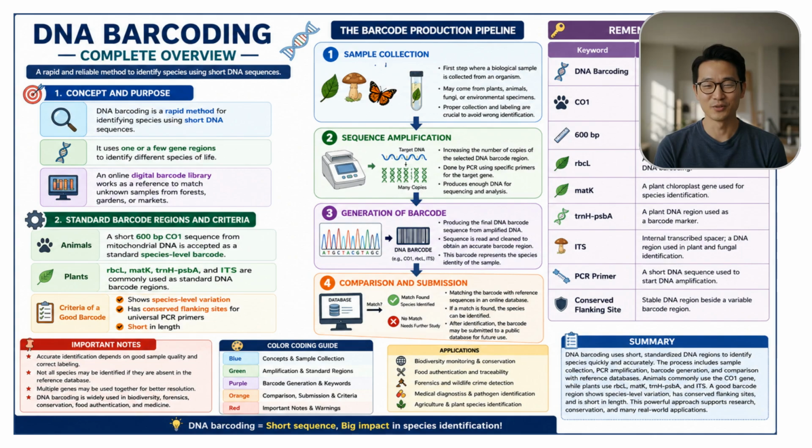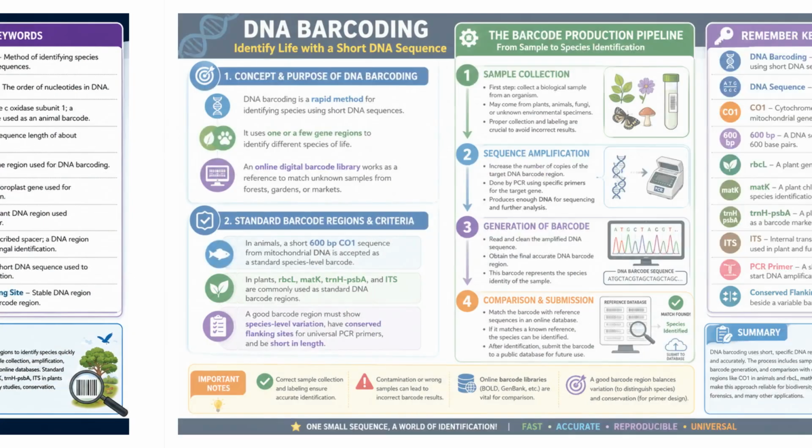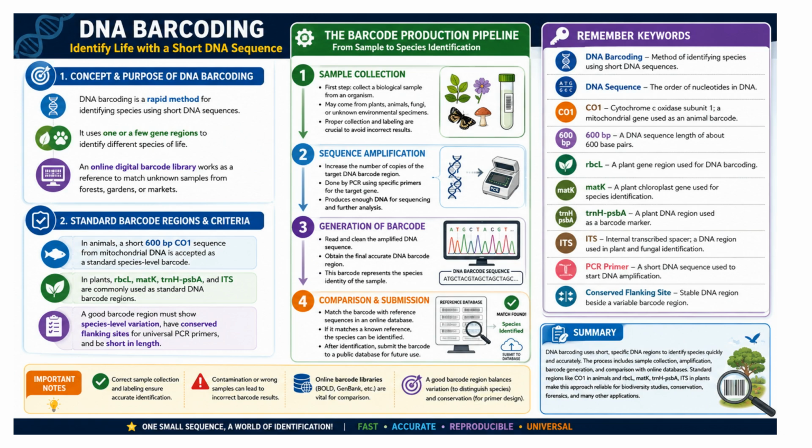Accurate data depends on quality samples and labeling. DNA barcoding is a fast and reliable tool for species identification. The production pipeline, from sample collection to submission, ensures accurate and reproducible results, supporting applications like biodiversity conservation. The four main steps, collection, amplification, generation, and comparison, are universal. Online barcode libraries like BOLD are essential for matching sequences. Remember, a single correct identification can make a worldwide impact.